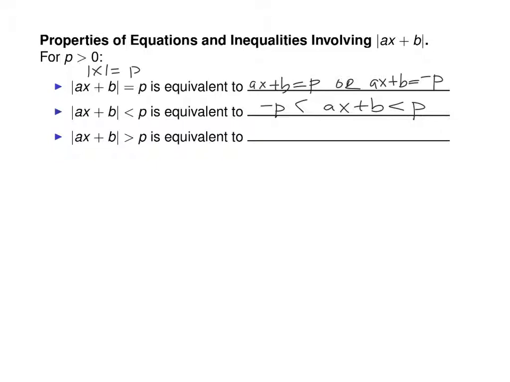Now the next one is ax plus b is bigger than p. Or, what's the other one? Ax plus b is less than -p. Yep, ax plus b is less than negative p. All right. And so what we're going to do next is we're going to solve some more complicated ones.